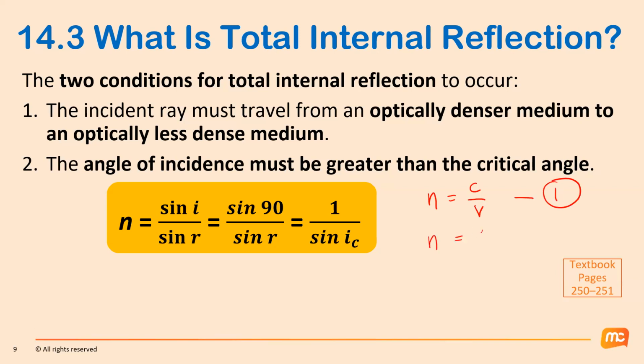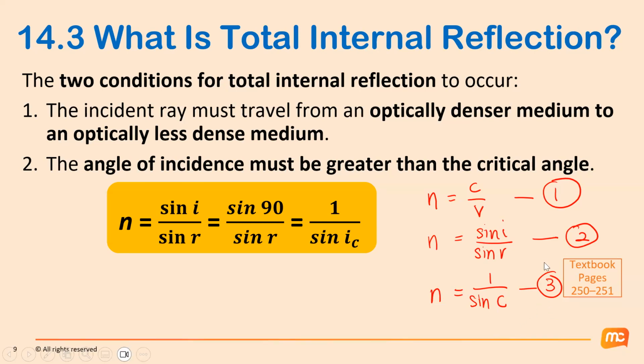The second one is N equals sine I over sine R, which is the angle in the air over the angle in the medium. Now we are going to learn the third one: N equals 1 over sine C, whereby C is the critical angle. So every time a question is linked to critical angle, or needs you to find the critical angle, or gives you the critical angle and asks you to find the refractive index, you need to use the third equation.